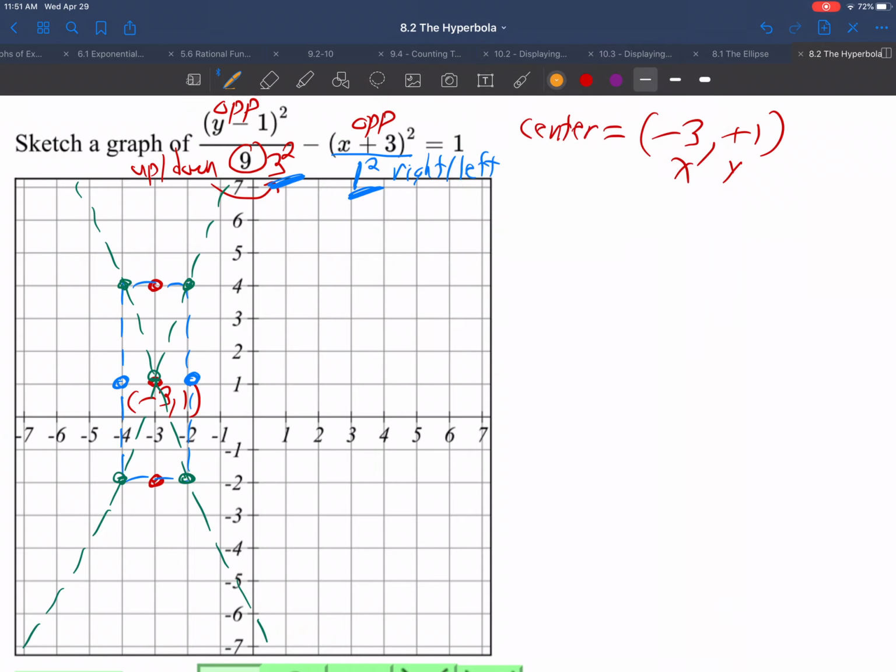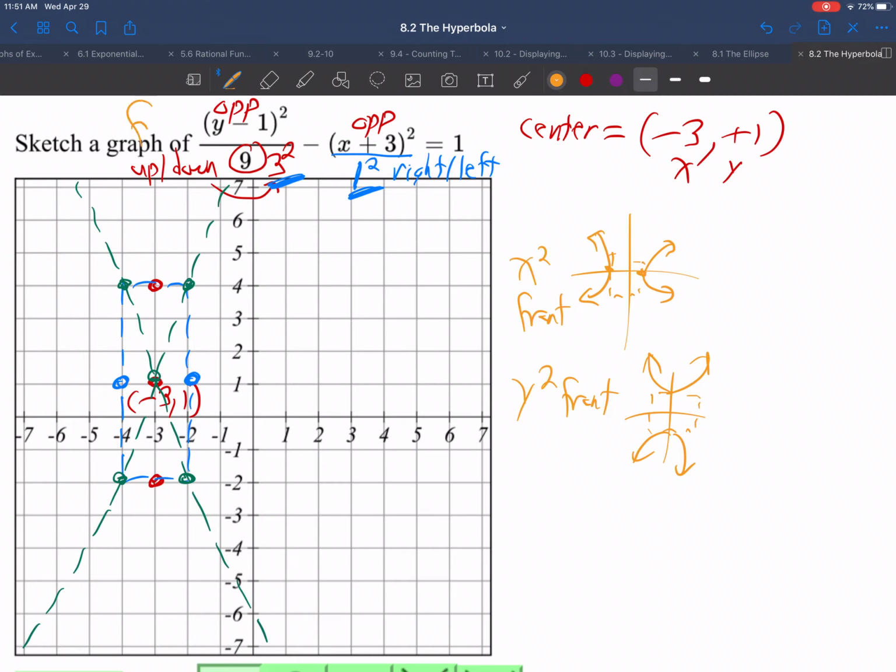How do we know if the branches are right-left branches? That's when you have x squared in the front. The branches go right, left. If you have y squared in the front, remember, the branches go up and down. We have y squared in the front, so the branches are going up and down. It starts from the middle of the box, branch going up, and it gets really close to those asymptote lines. Those are the guidelines that tell you how wide or narrow the branch opens. Up and down forever. There we go. There's the graph of the hyperbola.